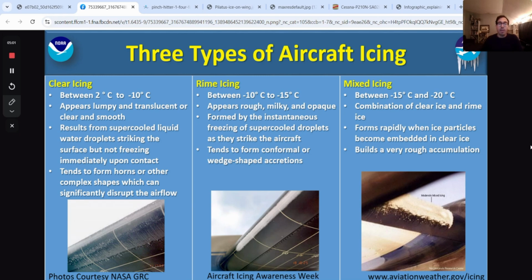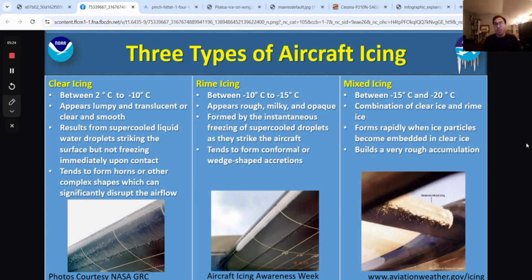And that it forms rapidly when these particles are becoming embedded inside the clear ice, and it's very rough, kind of a jagged accumulation. In this situation, there's a lot of air that's being trapped inside the ice ball. So we've got clear, rime, and mix. Those are the three types of aircraft icing.